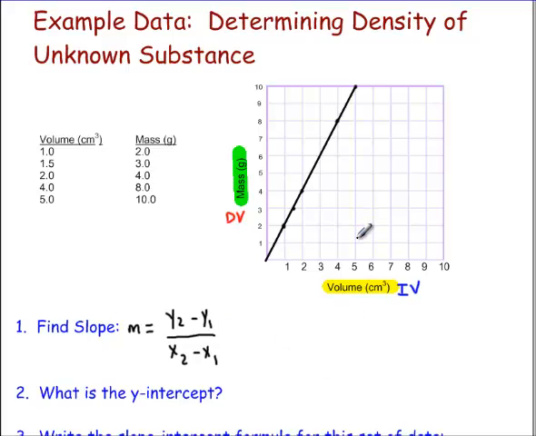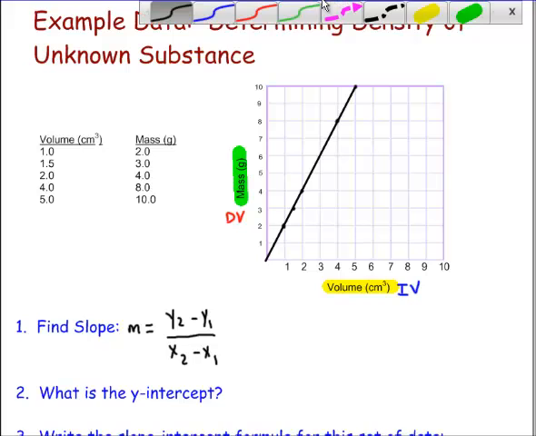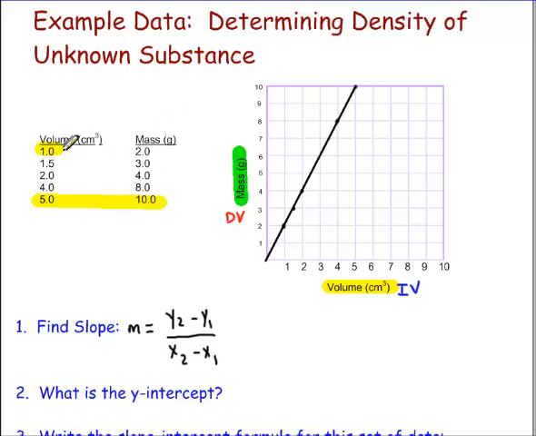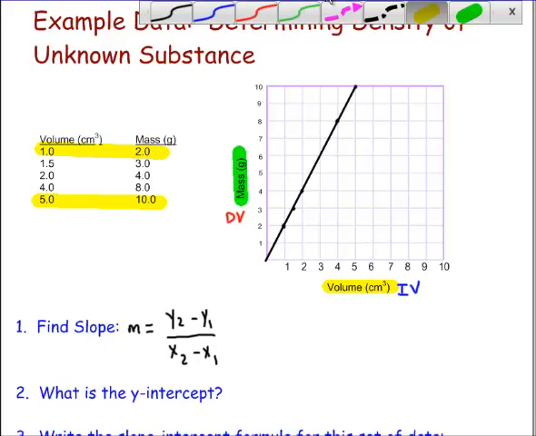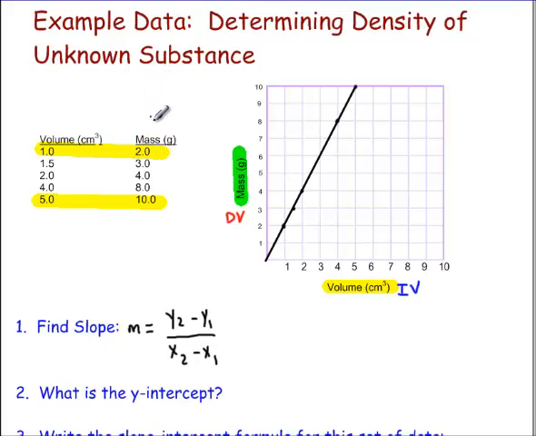And we can do this from the graph, or we could do this from the data table. And to save some time, we're just going to take a look at two data points from the data table and plug those into our equation. Remember that mass is on the y-axis and volume is on the x-axis. So we're going to take the two points that we have chosen. We'll call this point 1, point 2, and the same thing for the x value. Oops, that's 1. And that's 2. And we're just going to plug into this equation.